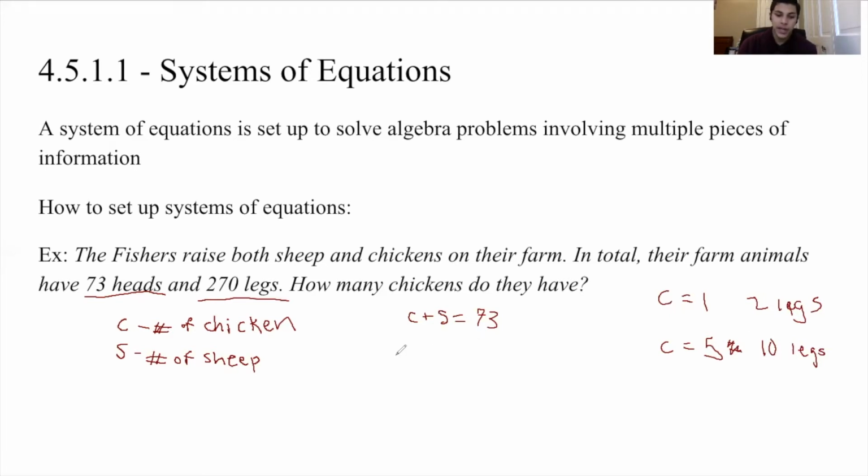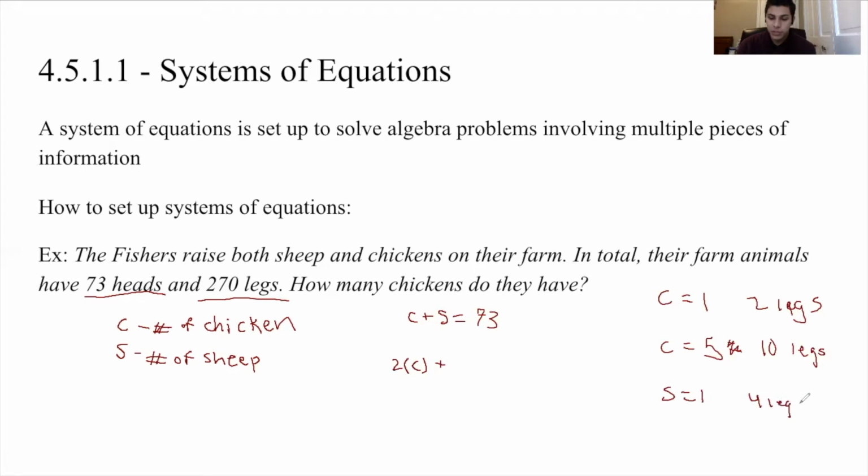So this is why in the equation that you're setting up, you take 2 and multiply it by C, because 2C is going to represent how many legs total your chickens have on that farm based off how many chickens there are. All right, and then next, you want to add that to how many legs the sheep have in total. The sheep are each going to have 4 legs, which means that if the amount of sheep is 1, then you'd have 4 legs total.